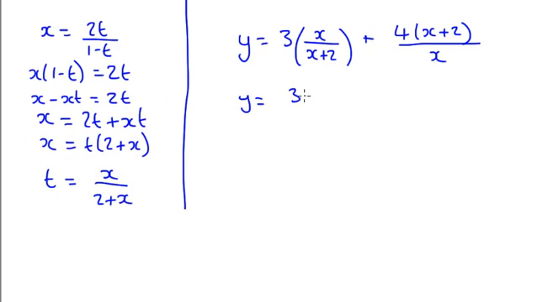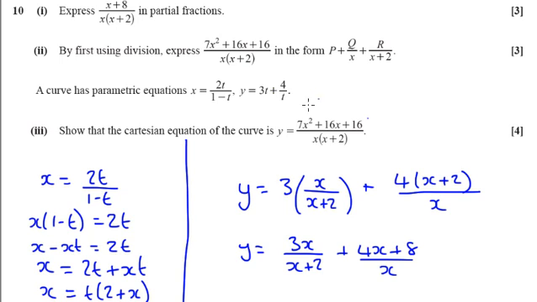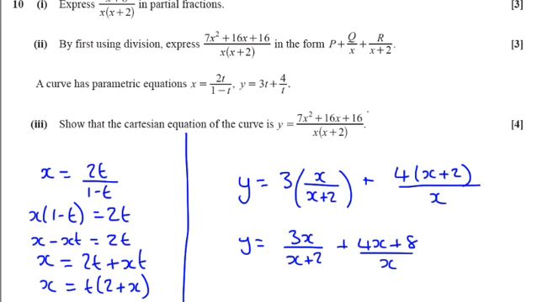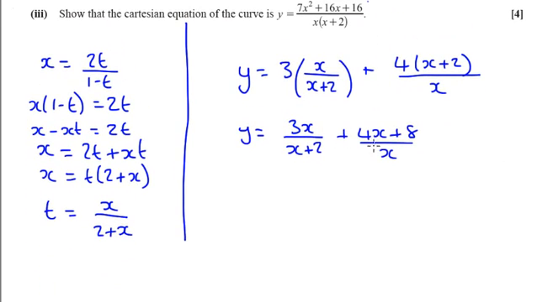So we've got 3x over x plus 2 plus 4x plus 8 over x. That looks nothing like what we're aiming for, but that's because we've got the two terms separate. If we find a common denominator and add them together, that's going to be 3x squared over x bracket x plus 2.